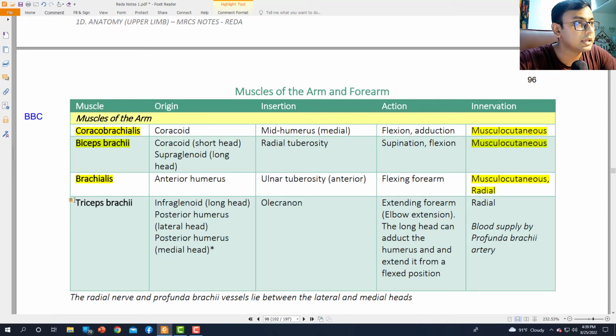Now the triceps brachii. The triceps muscle is one of the important muscles of extension of the elbow. Extension of the forearm, elbow extension, the main muscle is supplied by the radial nerve, and the blood supply is the profunda brachii artery. It is one of the largest branches of the axillary artery, arising from the third part of the axillary artery. There are three parts: first, second, and third. Try to remember that first.